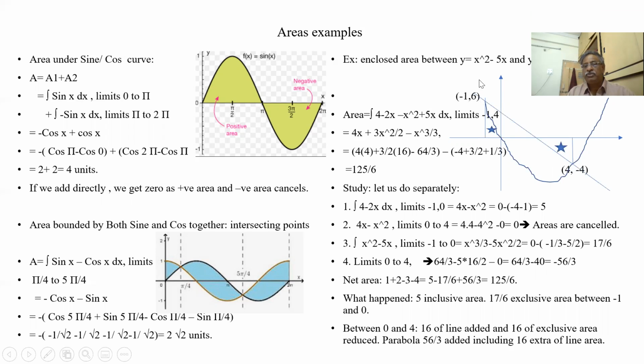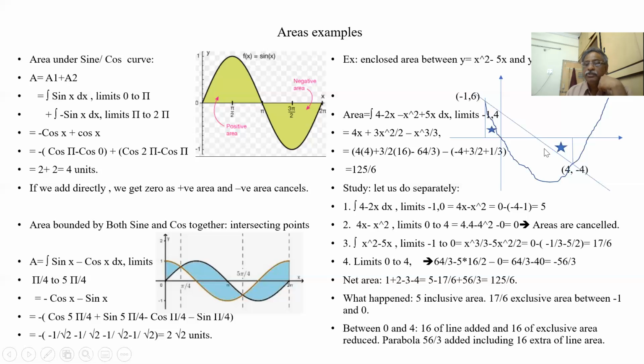So at x value minus 1, they are intersecting. If I put minus 1 here, 1 plus 5, 6. Here 4 plus 2, 6. Both are tallying. If I put 4 here, 16 minus 20 is minus 4. Here 4 minus 8 is minus 4. They are tallying. So these are the limits. So now this is 4x minus x square plus 3x square by 2 minus x cubed by 3. I am substituting the limits, first 4, then minus 1. I am getting 125 by 6.